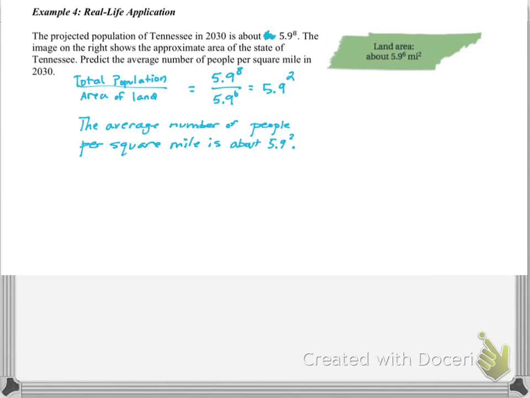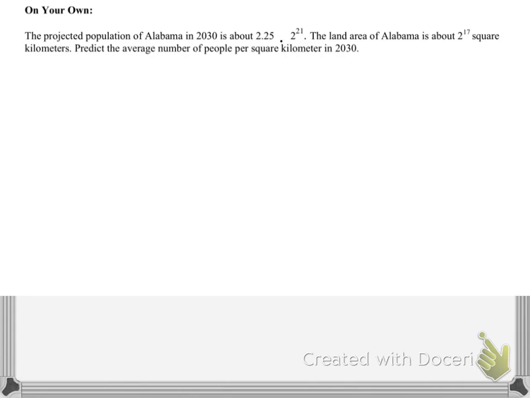There's just one last on your own part which relates heavily to this, keeping the same information in mind. Here's the on your own problem. The projected population of Alabama in 2030 is about 2.25 times 2 to the 21st power. The land area of Alabama is about 2 to the 17th square kilometers. Predict the average number of people per square kilometer in 2030.